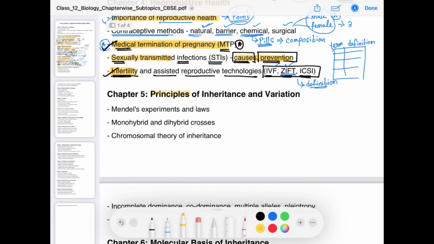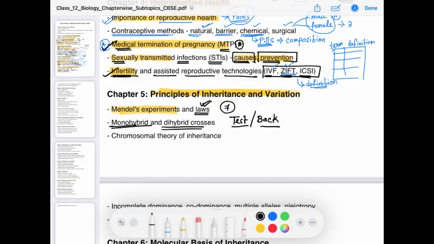This is one of the most crucial chapters of the class 12 syllabus, principle of inheritance and variation. So first you know about Mendel's experiment, why he has chosen the pea plant, what are the 7 contrasting characteristics, right? You have to read. Okay, then you have to read the laws, that is important, and then the monohybrid and dihybrid crosses, that you have to read. Okay, and you have to practice the Punnett square also. You have to know about the test cross, okay, and back cross. These 2 things you have to know properly.